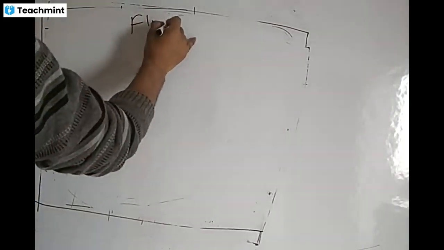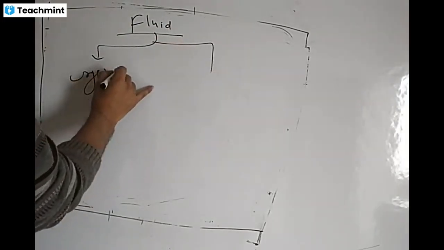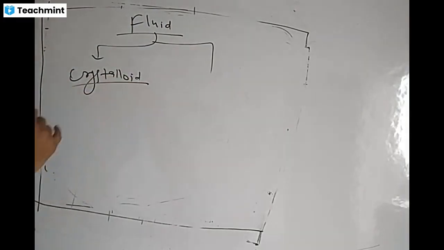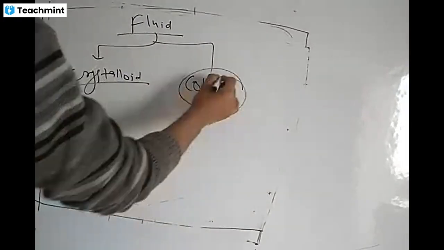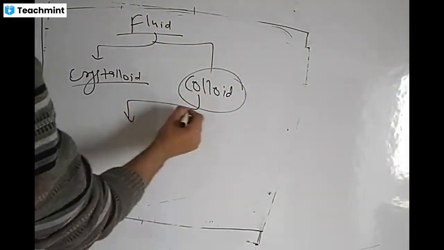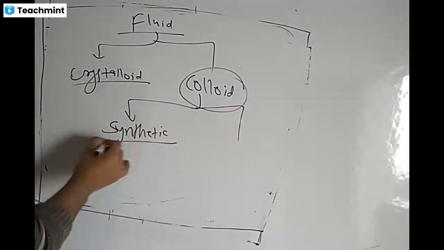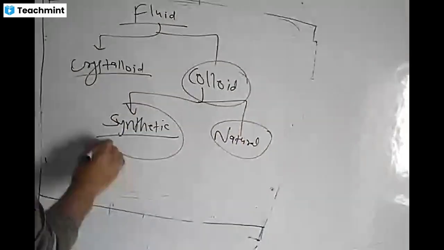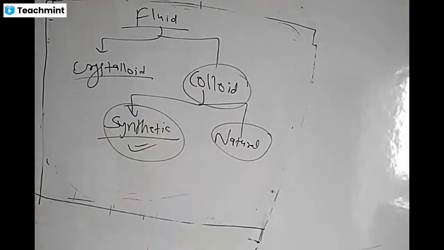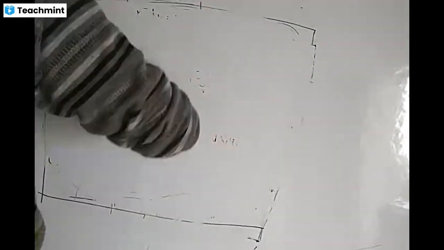In the last video, we saw the topic crystalloid fluids. Today we'll see colloids. In case of colloid, there are two types. First is synthetic and the second one is natural. First we'll see the synthetic colloids, what are the properties of colloids, in which conditions these colloids are used, and why they are used.